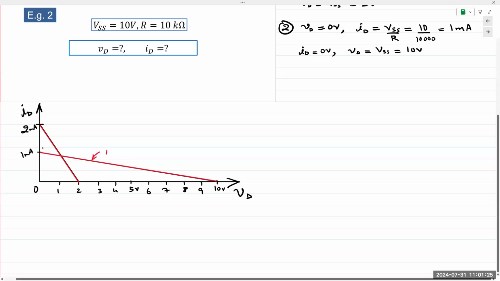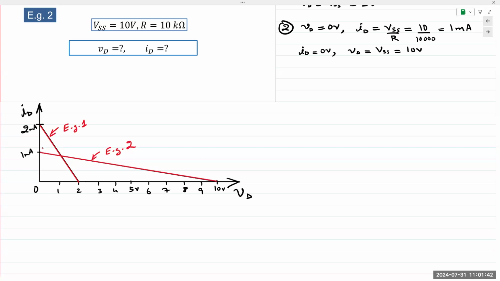So this is example 1. Oh, sorry, that's 2. And this is example 1. And then, of course, you would already know the diode specifications. If you're using a germanium diode, it'd be somewhere between 0.2 and 0.3. If you're using a silicon diode, it'd be 0.6 to 0.7.